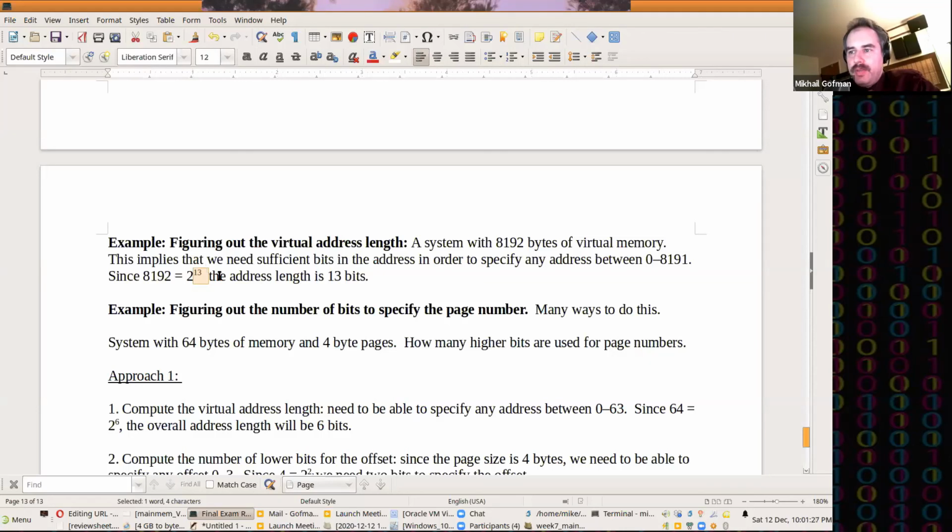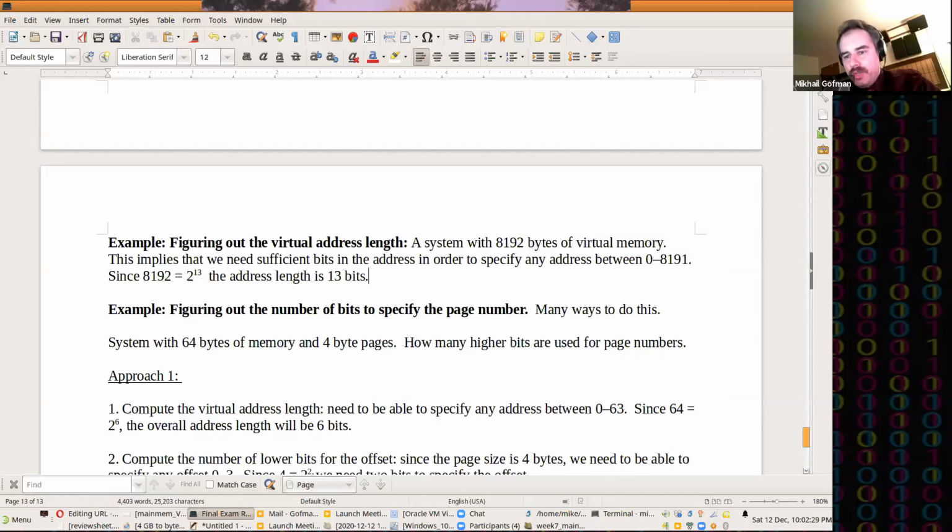And this power tells me how many bits I need to specify any address between 0 and 8191. So overall, I'll be able to address 8,192 bytes whose addresses range from 0 to 8191. Does that make sense? Exactly. So in this case, each address that the process will issue will be 13 bits long, because the process will be accessing memory in the range between 0 and 8191. Great, you got that right.